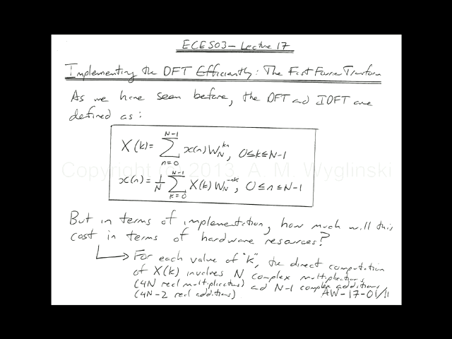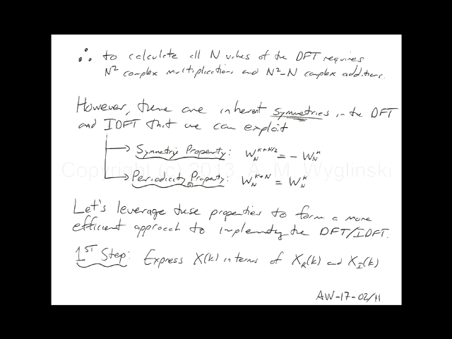Up until now, what we've seen is the DFT definition and the inverse DFT definition. But we found that the DFT and IDFT have both a symmetry property and a periodicity property. If we shift W_N^k by N over 2, it's equal to minus W_N^k. And likewise, with the periodicity, every N it's almost like we're rotating back to the original k. So we're going to take advantage of this.